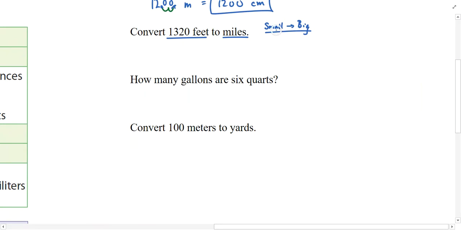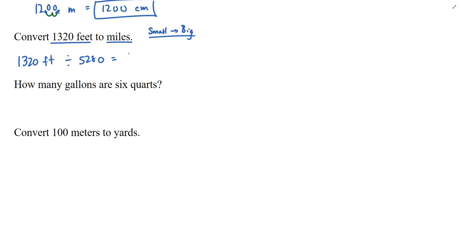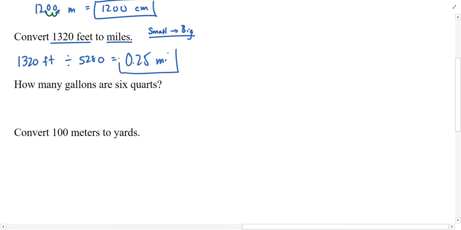But again, we're going from a small unit to a large unit, so we're going to take this 1,320 feet and divide by our conversion factor, 5,280. And I can use a simple calculator here. 1320 divided by 5280. And all you gearheads out there should recognize that 1320 is a quarter mile, or 0.25 miles.